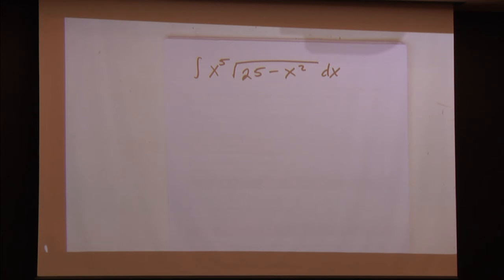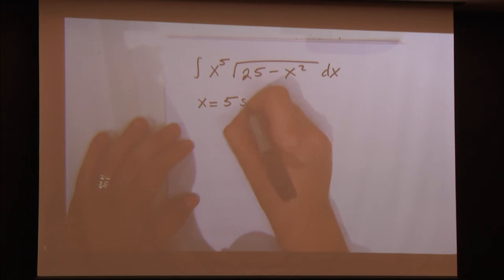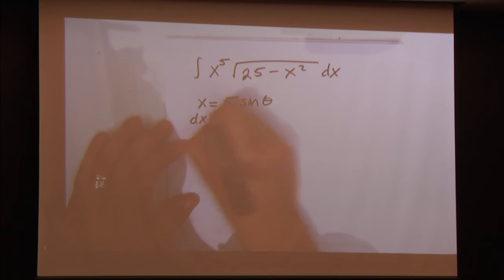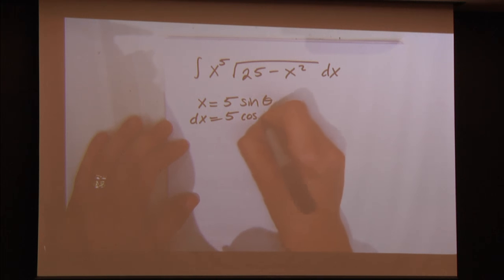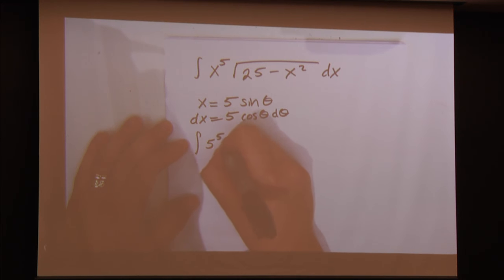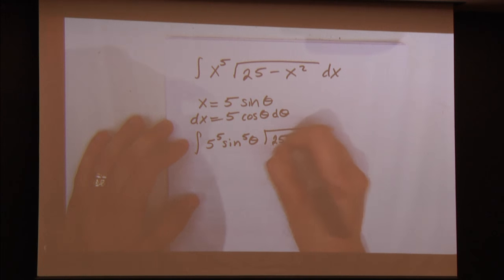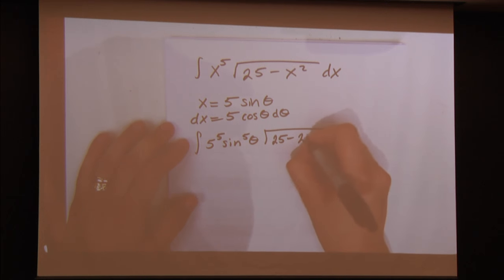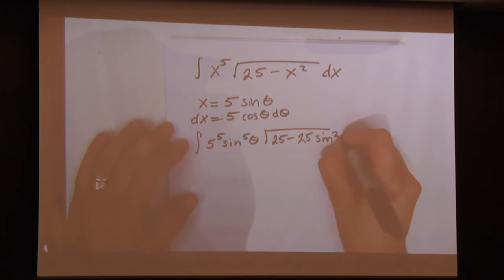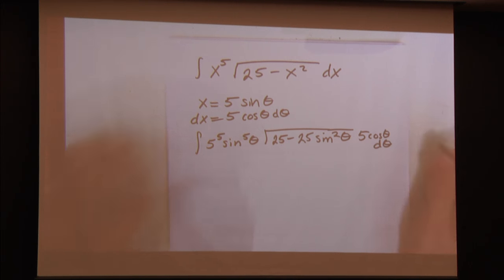We want to do that one. This is trig sub. So x is equal to 5 sine theta, dx is equal to 5 cosine theta d theta. Five to the 5th, sine to the 5th theta, over 5 minus 25, times 5 cosine theta d theta.